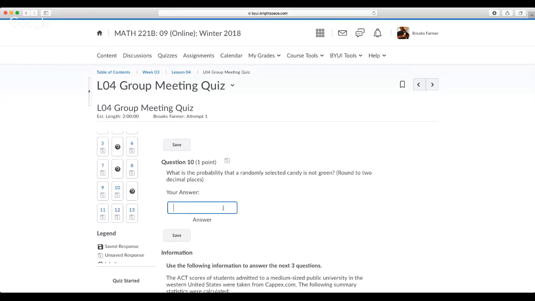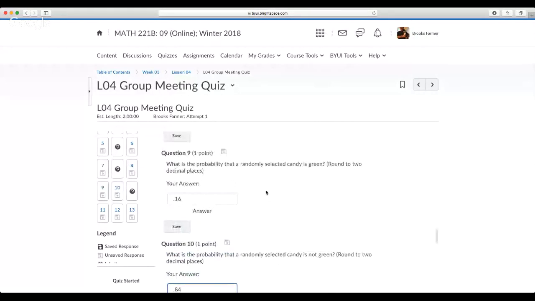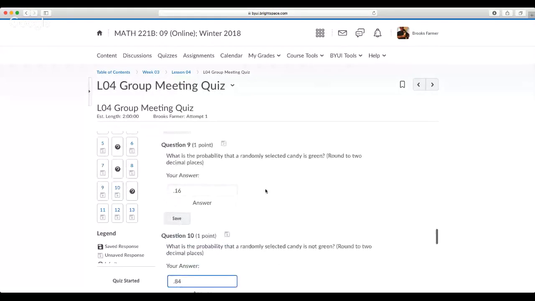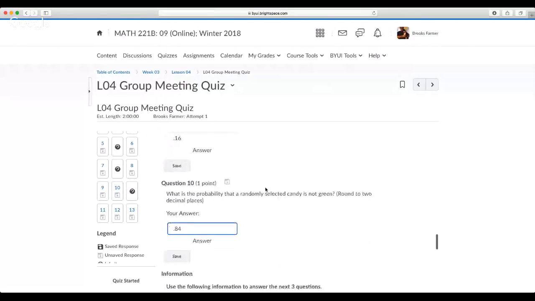All right, and then question 10. Are we all good to move on to that? Yep. All right. So, what is the probability that a randomly selected candy is not green? So basically, what you have to do is 1 subtract 1.6. You could also keep your answer from the previous question where you had to add them all up to find green. That number, 0.84. That's what I did.